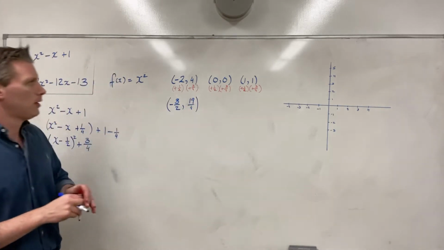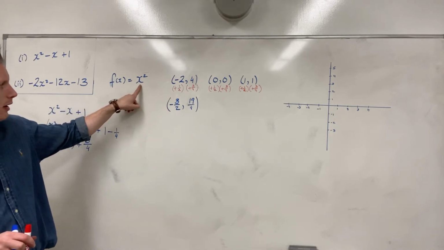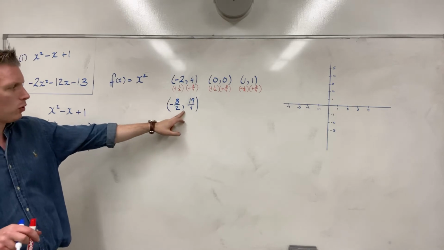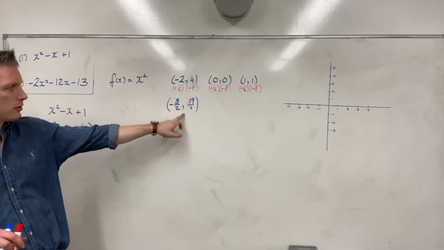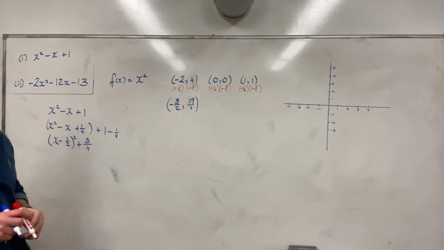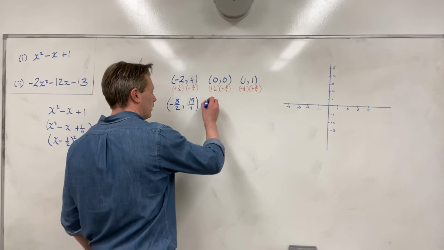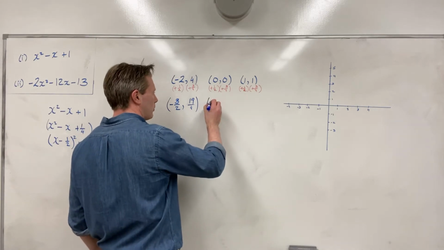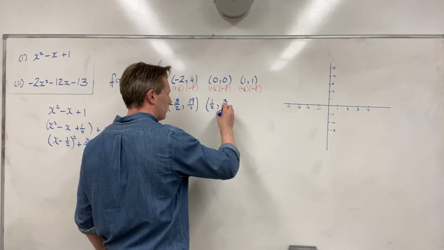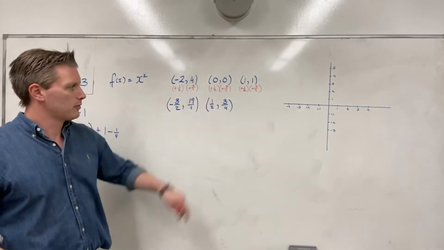And so, this point on my original function f of x equals x squared will be transformed to this point: minus 3 over 2, 19 over 4. It'll be translated to the right and up. 0, 0: well, I add 1/2. Well, 0 plus 1/2 is 1/2, and 3/4. Right there. I add 1/2 and I add 3/4.